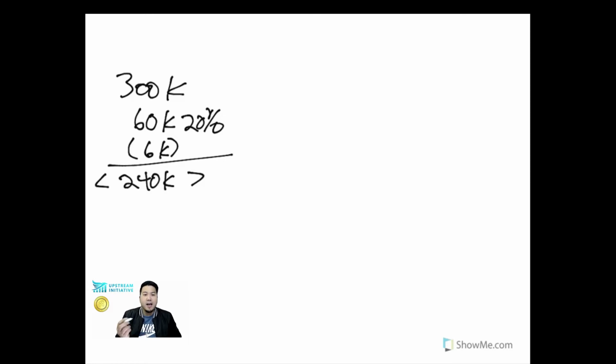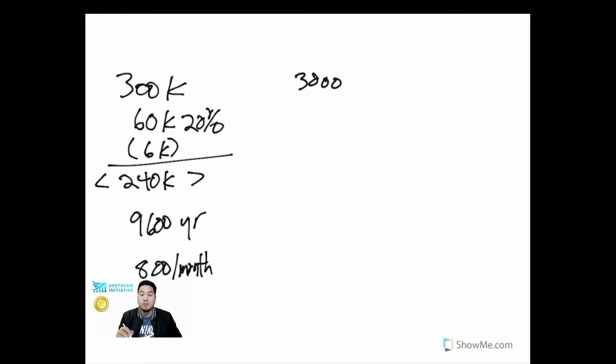At a 4% interest rate, this loan is going to cost you about $9,600 per year. Divide this by 12, and it's going to come out to about $800 per month. This is how much it's going to cost to service your debt. Now, let's say this property generates $3,000 per month in rental income.